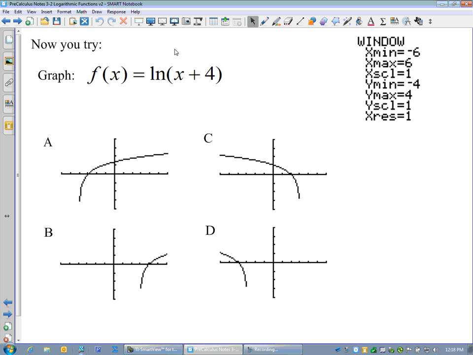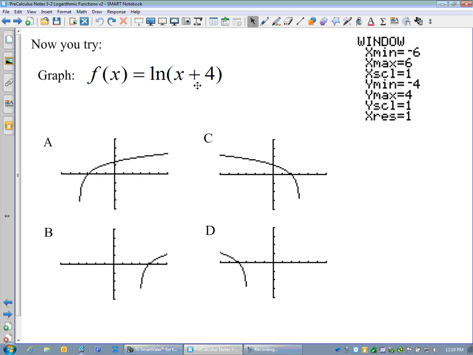Well, the way to think about this is the natural log of just x would come up like this and out, where it would approach the y-axis as its asymptote. So approaching that y-axis as its asymptote, we're going to shift this in some direction. Now, since we're making a change inside, we're going to shift it left to right.